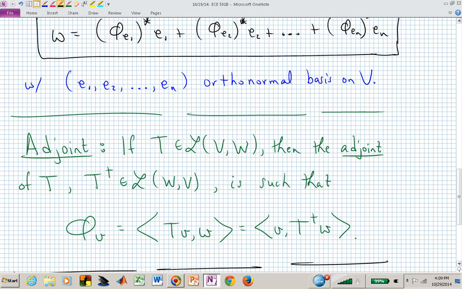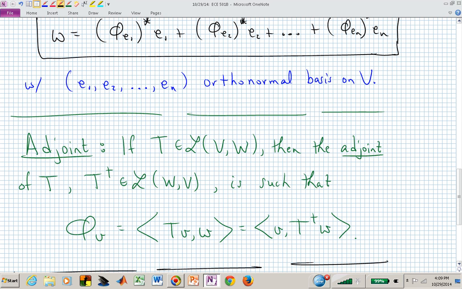Meaning we take a vector V in our original domain, and map that through the linear map T. That will produce a vector in the vector space capital W. We take the inner product of that result with W. That will give us a number, a scalar. Real or complex, typically, is what we're dealing with in our scalars. That now needs to equal the inner product of V with T dagger of W. That's how we actually define the adjoint operator, through this inner product.